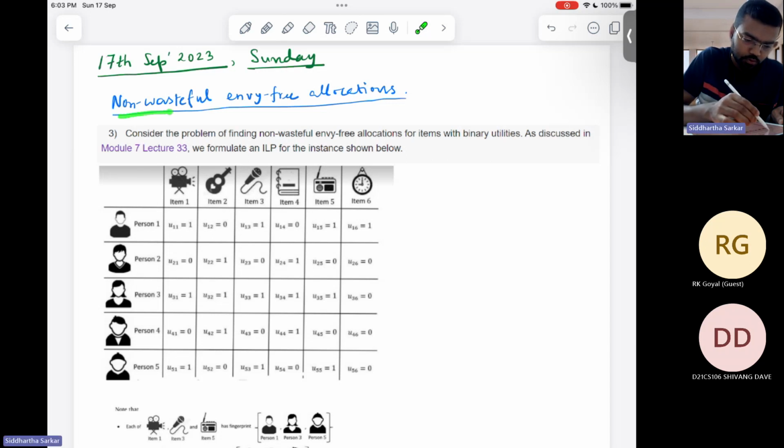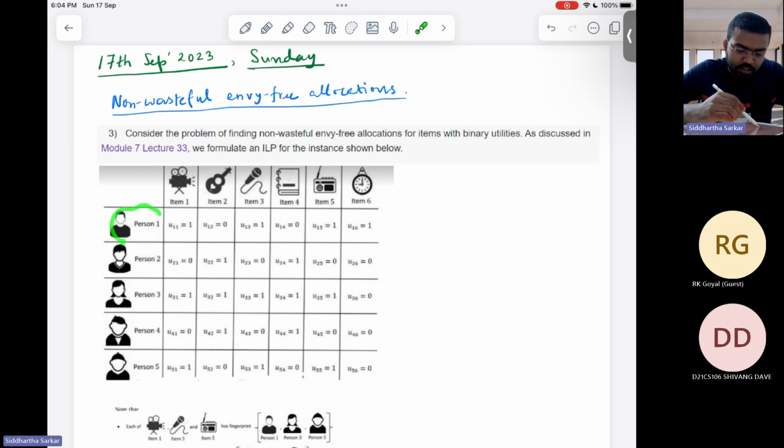In this problem of non-wasteful envy-free allocations, you have a set of n agents. The n agents are nothing but people, persons, and m objects or items which you want to allocate to these n agents. Consider this example. There are 5 persons and there are a certain number of objects. The number of objects could be many more than the number of persons. So one person may get multiple items, and we want to assign the items to the persons such that we assign items.